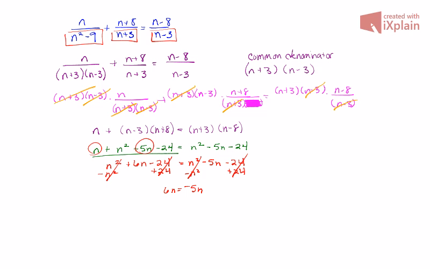And then what we are kind of noticing here is, well, I still have two like terms, so what I'm going to do is, in this case, I'm going to just add 5n to both sides. And again, this is randomly chosen on my part. I could have subtracted 6n from both sides and I still would have gotten the same sort of solution.